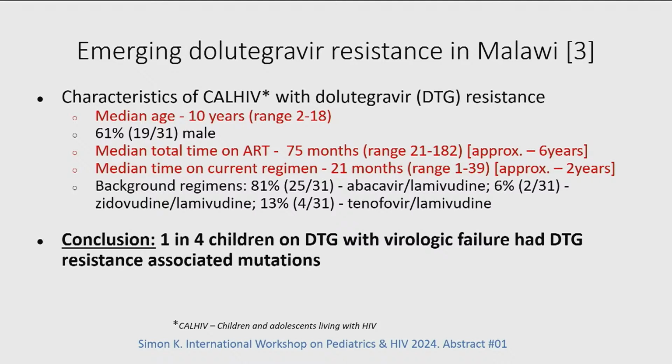The background regimens are listed there, and it's not surprising that the majority were on abacavir and lamivudine, because that is the common backbone in that age group. So in conclusion, from this analysis, we can see that 1 in 4 children on DTG with virologic failure had DTG resistance associated mutations, which makes many of us in routine care, wherever we are in our facilities, feel that as we transition to this quite favorable once daily regimen, we need to think about the development of resistance, look out for it and address it.